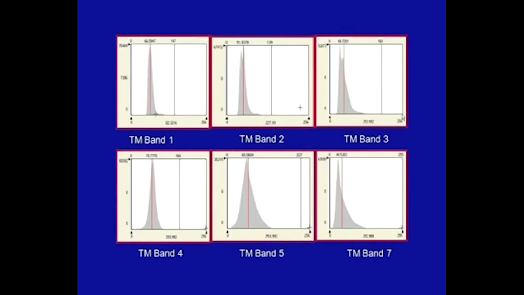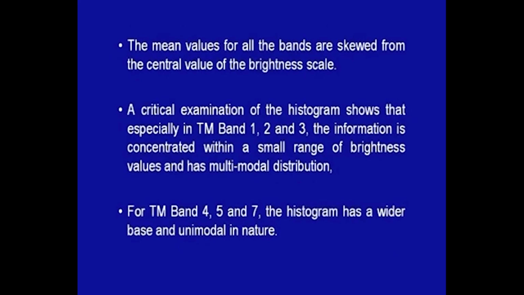Now we look at the histogram of all the 6 bands that we have. The mean values of all the bands are skewed from the central value of the brightness scale. A critical examination of the histogram shows that especially in TM band 1, 2 and 3, the information is concentrated within a small range of the brightness value and has multimodal distribution. For TM band 4, 5 and 7, the histogram has a wider base and is unimodal in nature.